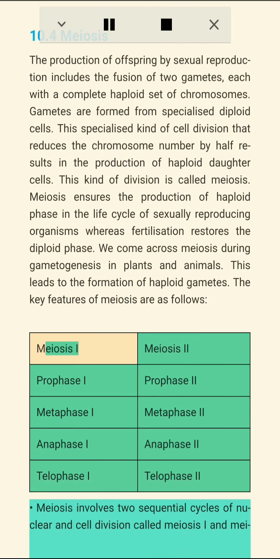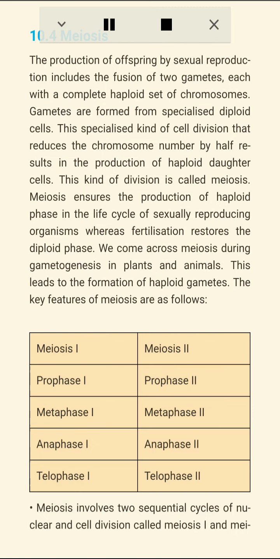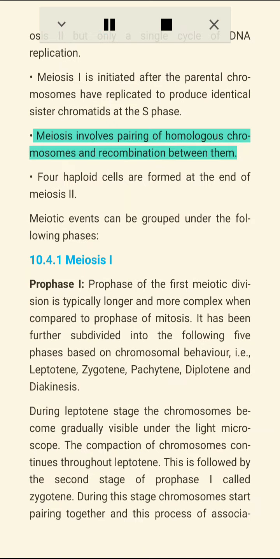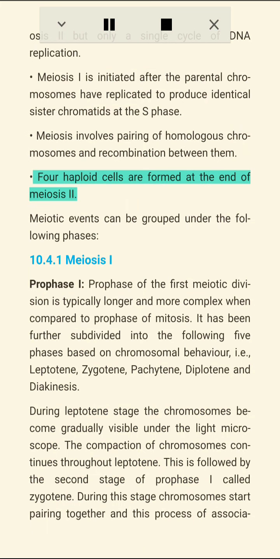Meiosis I, Meiosis II, Prophase I, Prophase II, Metaphase I, Metaphase II, Anaphase I, Anaphase II, Telophase I, Telophase II. Meiosis involves two sequential cycles of nuclear and cell division called Meiosis I and Meiosis II, but only a single cycle of DNA replication. Meiosis I is initiated after the parental chromosomes have replicated to produce identical sister chromatids at the S phase. Meiosis involves pairing of homologous chromosomes and recombination between them. 4 haploid cells are formed at the end of meiosis II.